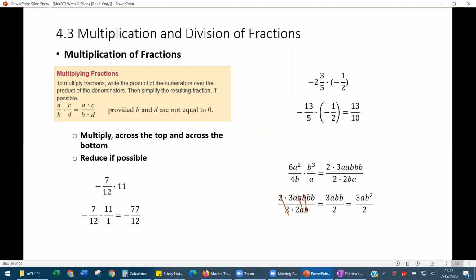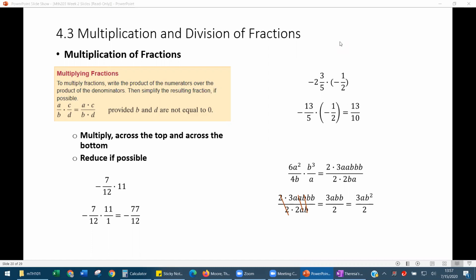Okay, so section 4.3, multiplication and division of fractions. So multiplying fractions is pretty easy. I think it's probably the easiest of the operations that you'll perform on fractions. All you do is multiply across the top and across the bottom, and then reduce if possible.